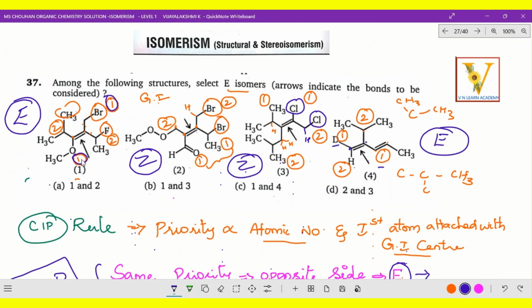Okay, now which is the correct option? 1 and 4 is the correct option. I hope you got the clarity about E and Z isomers from this example, this question. Come on, let's go to the next question.